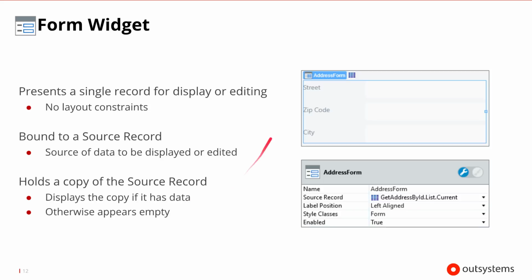So sometimes we come to something like the address form, and everything's empty because they want us to input our address. So here you can see the address form itself, and the address form has a source record of get address by list, and it's bringing back the current one. So this kind of shows us how some of that can work.